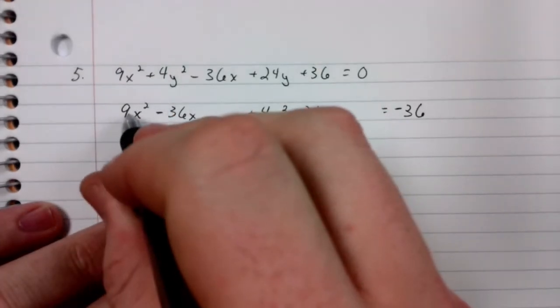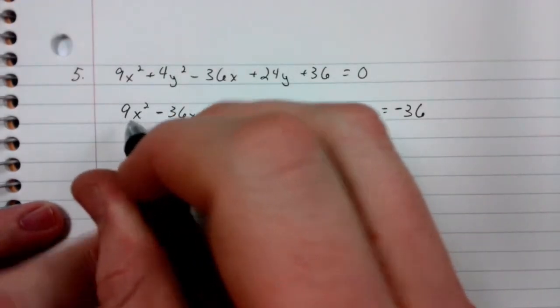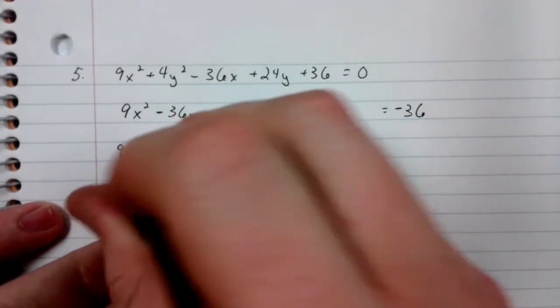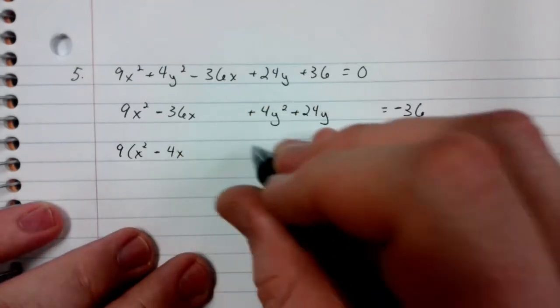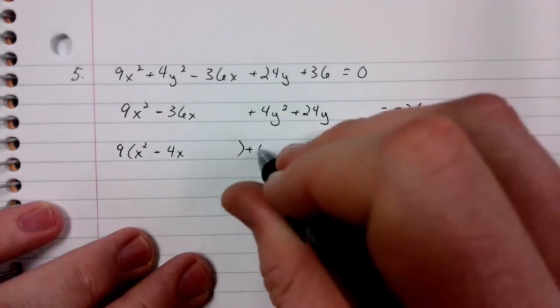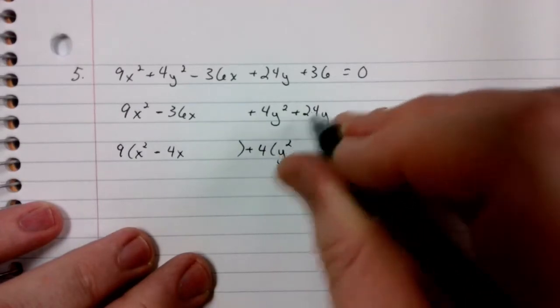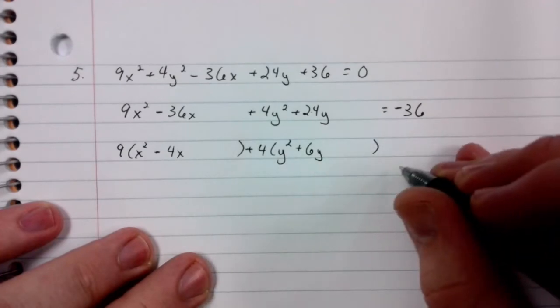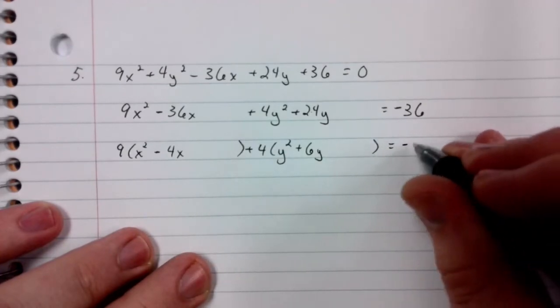Now I'm going to factor out this number in front of x squared, right? I need to get rid of it. So I'm going to factor it out. This becomes x squared. 36 divided by 9 is 4x. Leave your space, close your parentheses. Plus, factor out a 4, y squared. 24 divided by 4 is 6y. Leave yourself some space, close your parentheses. Equals negative 36.